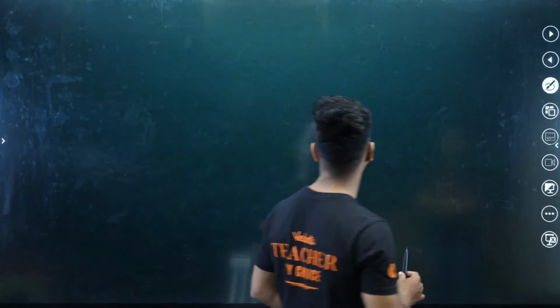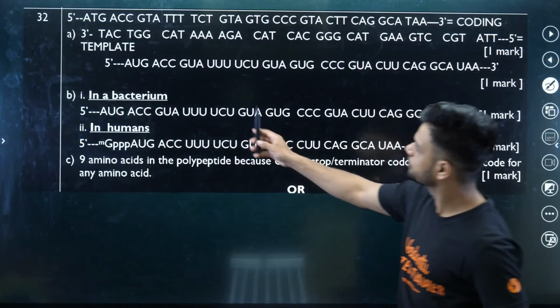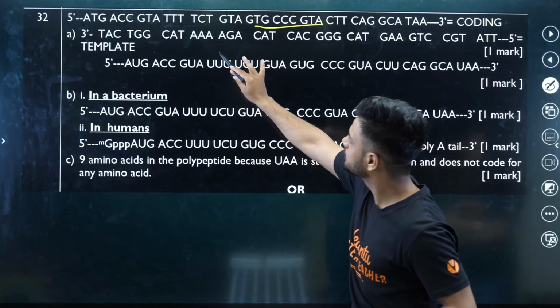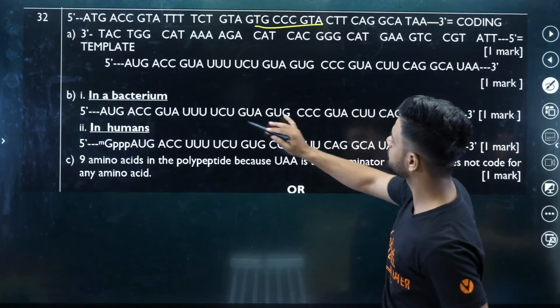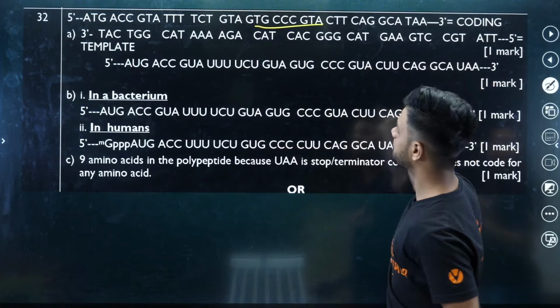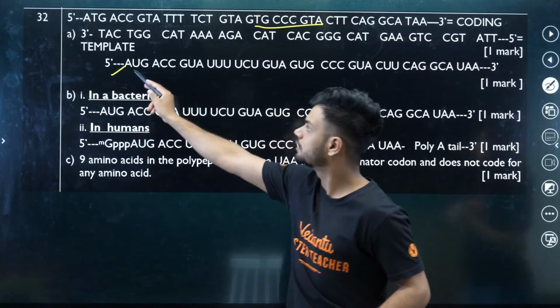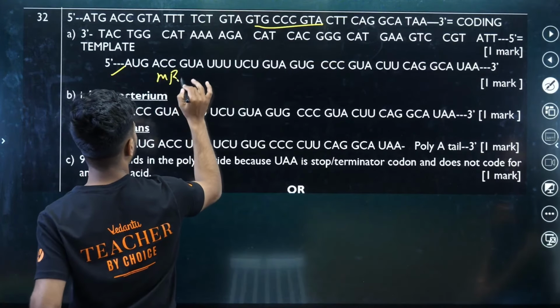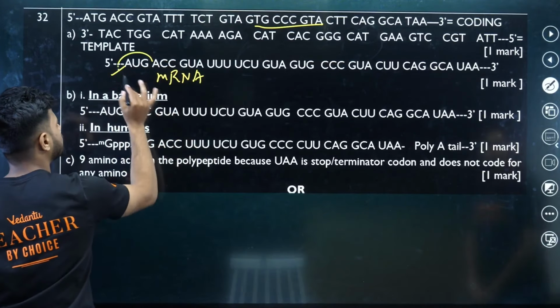So let's see the RNA here, ma'am. So this is your coding strand. This is your template strand. Yes, we have the template strand running from 3 prime to 5 prime. Then we have the AUG. Here you see AUG. This is your mRNA, and we have the start codon here.